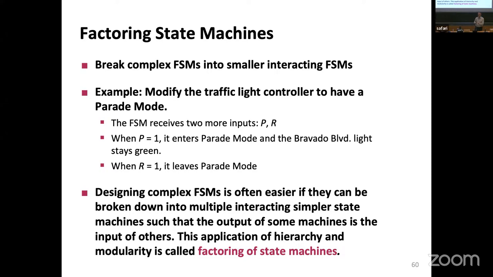So we are not here trying to fill in the lecture with unnecessary things, and you know, it's not for you to skip it. When you try to design finite state machines, sometimes the way you think, the way you explain things can make really a difference. Now, this is not very easy. However, I'll show you an example. It is in the book, and it's an interesting example that we want to modify the traffic light controller to have a parade mode. And in the parade mode, we have two inputs. You enter the parade mode when you press P, and then the Bravado light will stay green, and when R is 1, it leaves the parade mode.